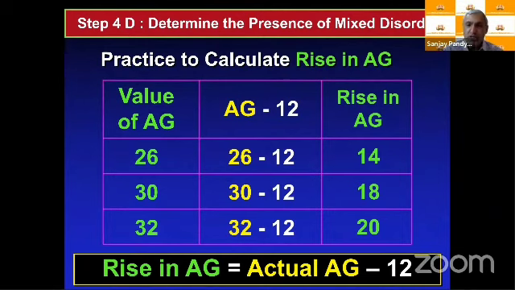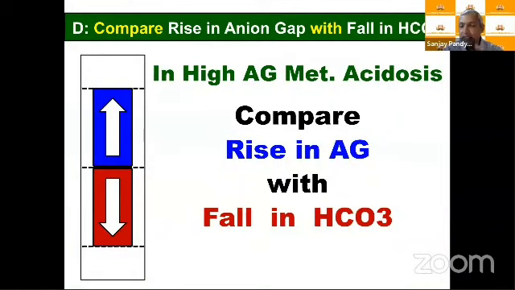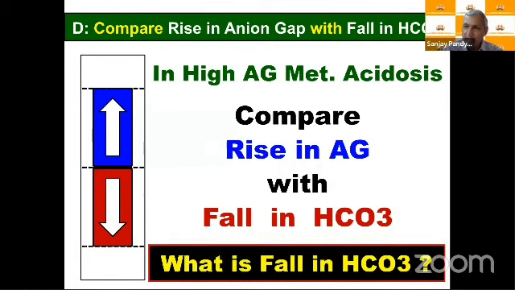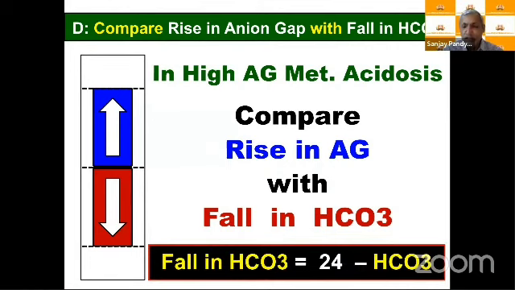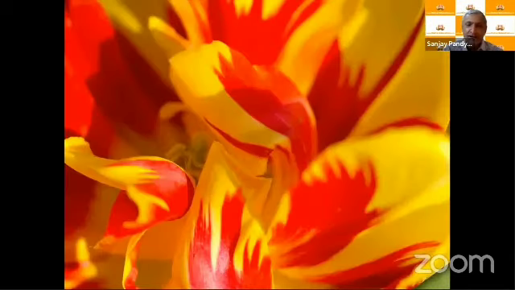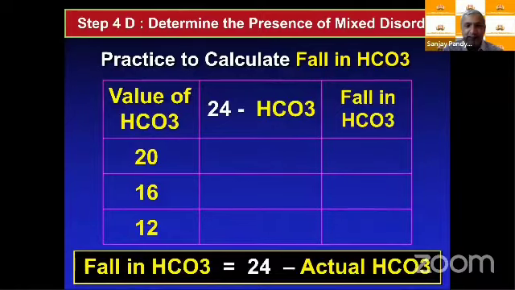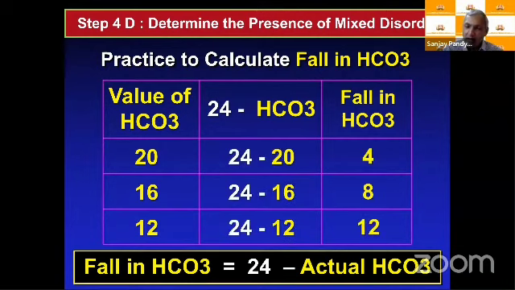And in MOSSAD skill, we compare rise in anion gap with fall in bicarbonate. So what is fall in bicarbonate? It is simple: 24 minus the value of bicarbonate we have in ABG. Just a little practice: if the value of bicarbonate is 20, fall in bicarbonate will be 4. And if 16, it is 8. So this is how we calculate.